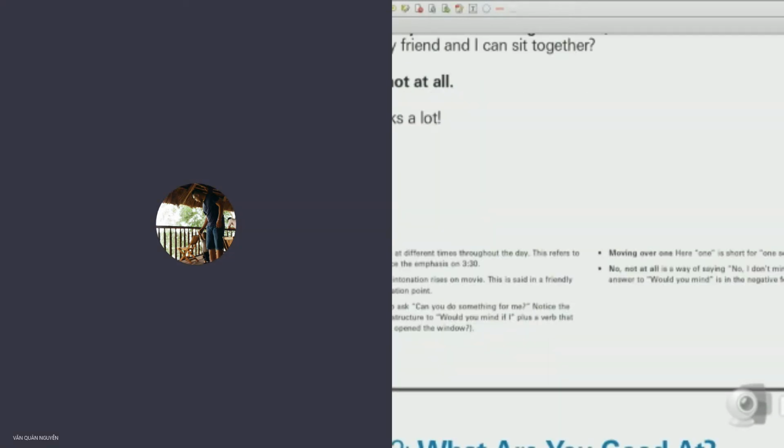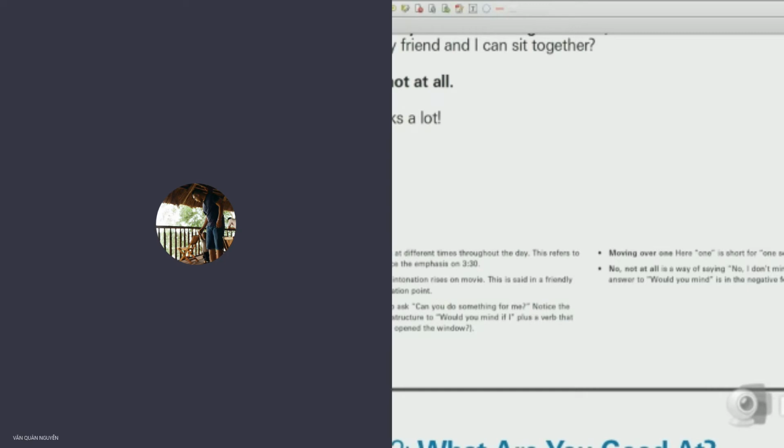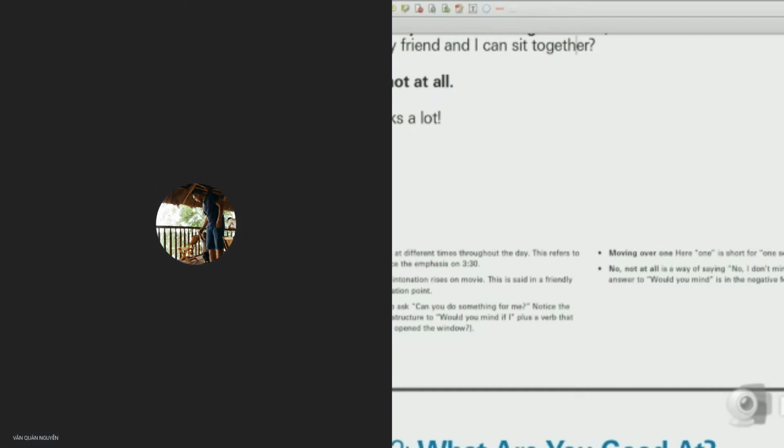So the 3:30 show. Movies are shown at different times throughout the day. This refers to the movie that starts at 3:30. So when you say the 3:30 show, it means that it's the movie that will start at 3:30. Notice the emphasis on 3:30. The emphasis is on 3:30 because that is the most important information in that statement. So it is a show at 3:30.